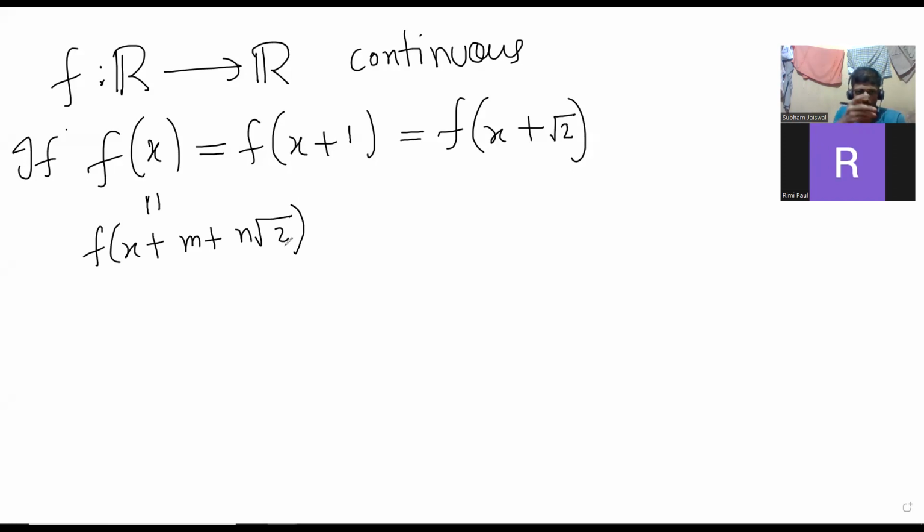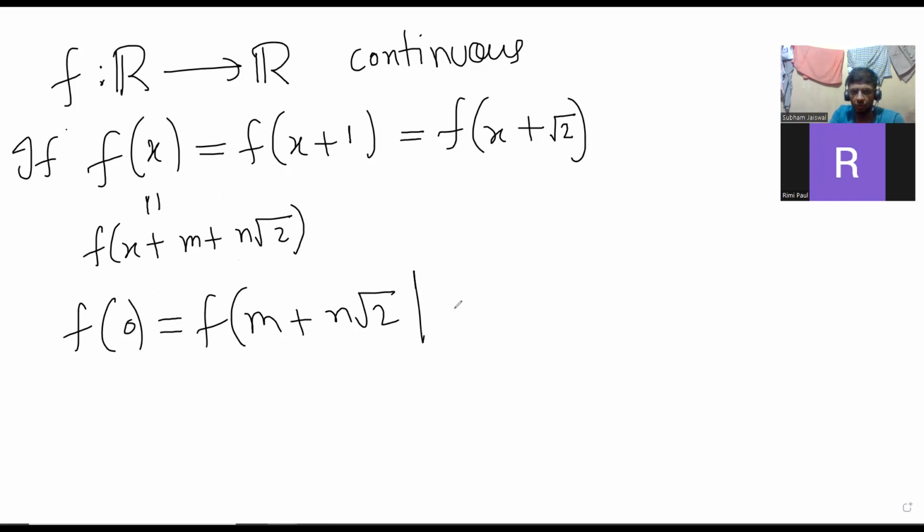f(x) equals f(x+1) equals f(x+2) and so on, equals f(x+m). So any linear combination of periods will work. m and n can be negative also. Basically, it is given that f is constant on this set, so f(0) is equal to f(m + root n), and this is true for all m and n in the integers. It's a huge set on which it becomes equal.